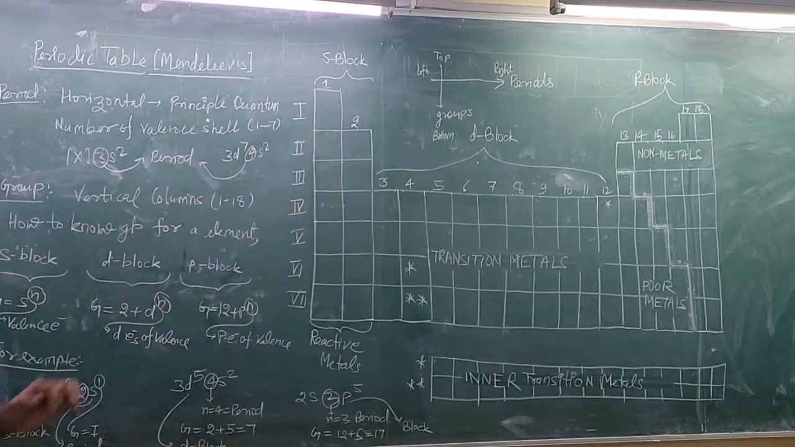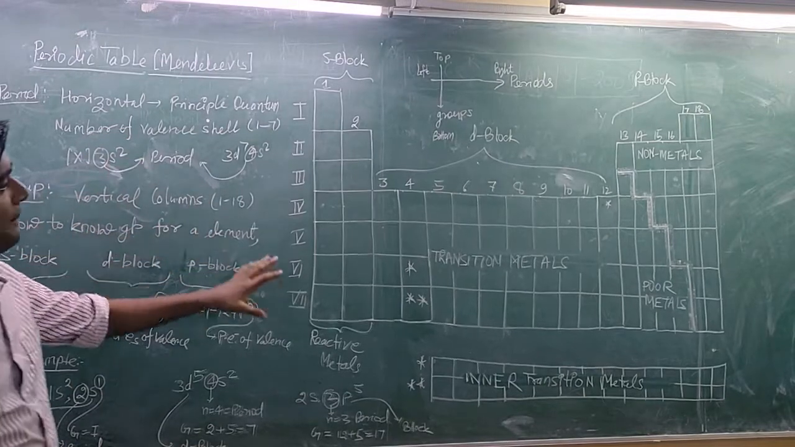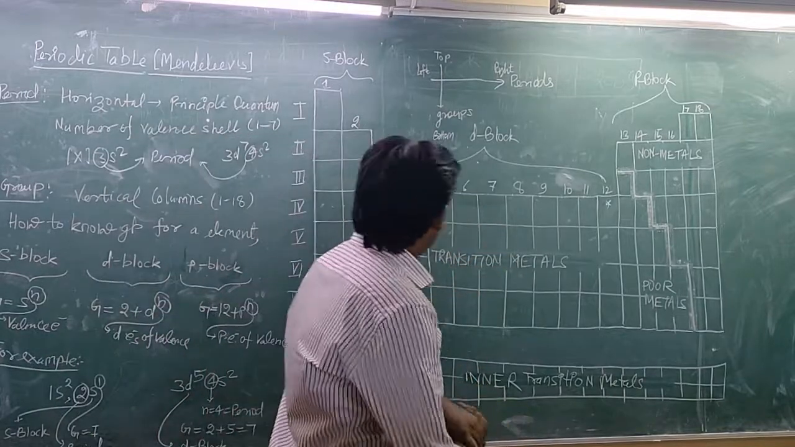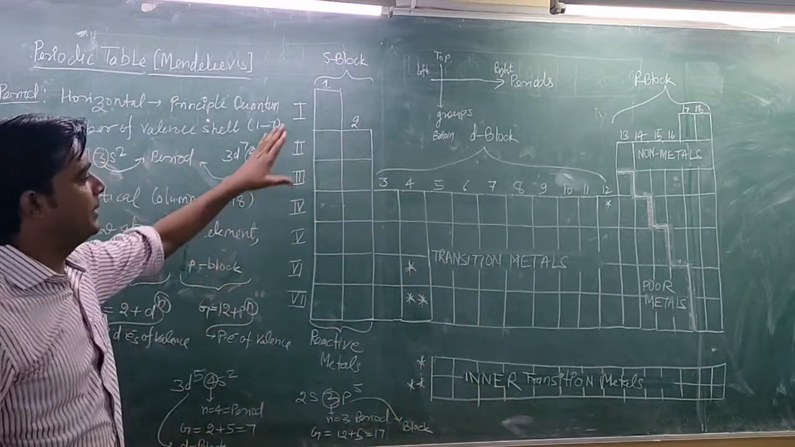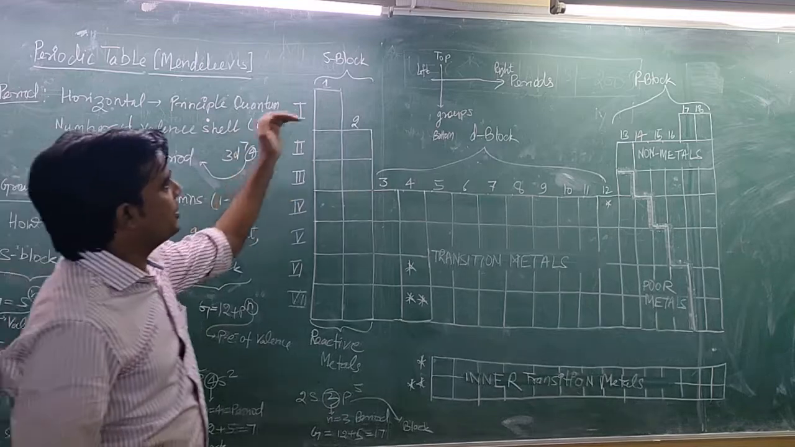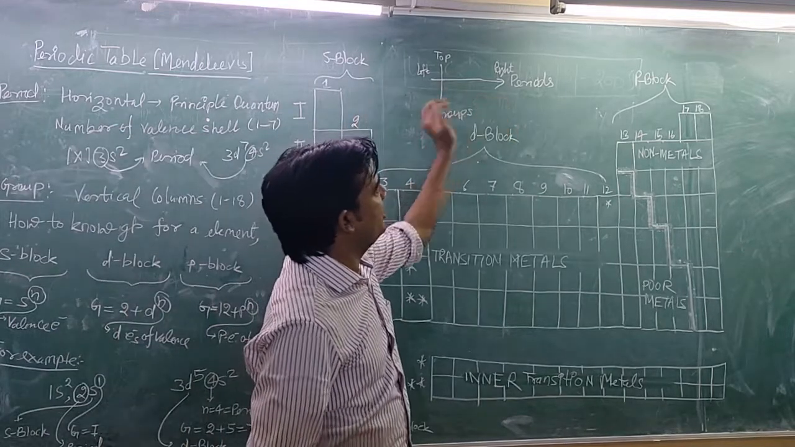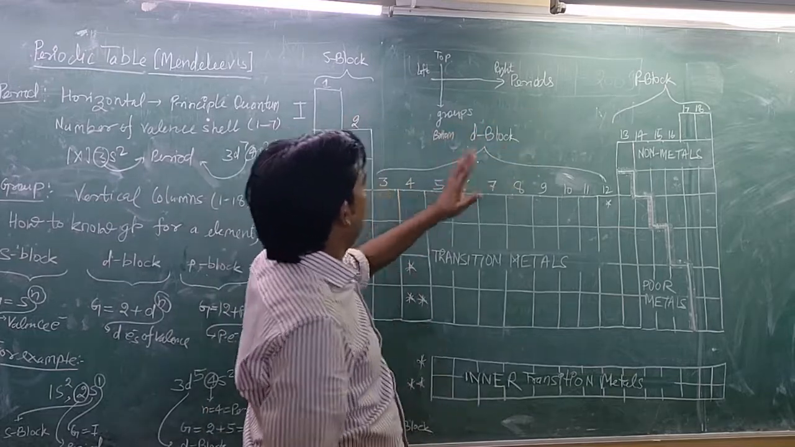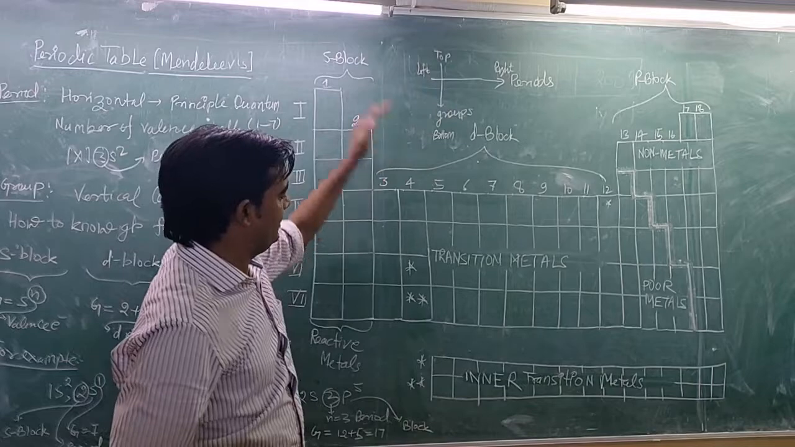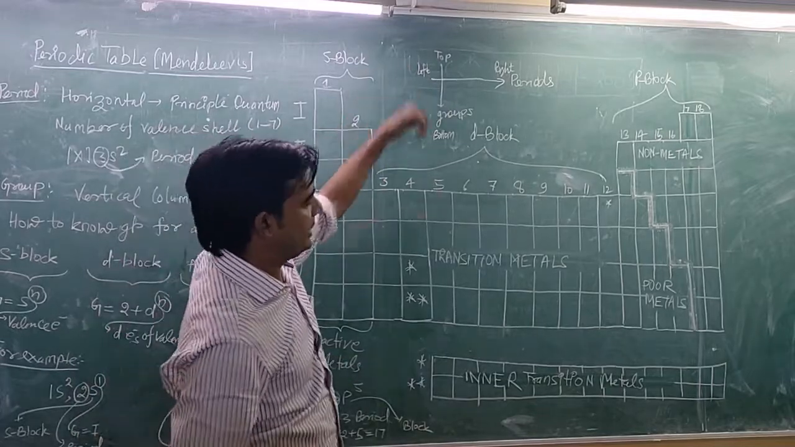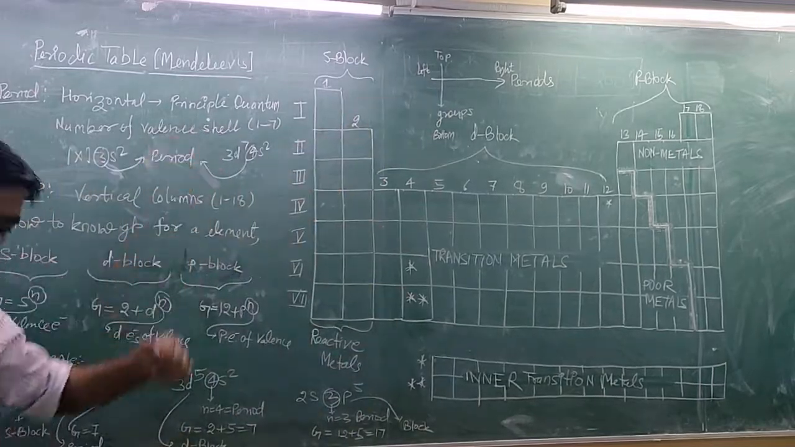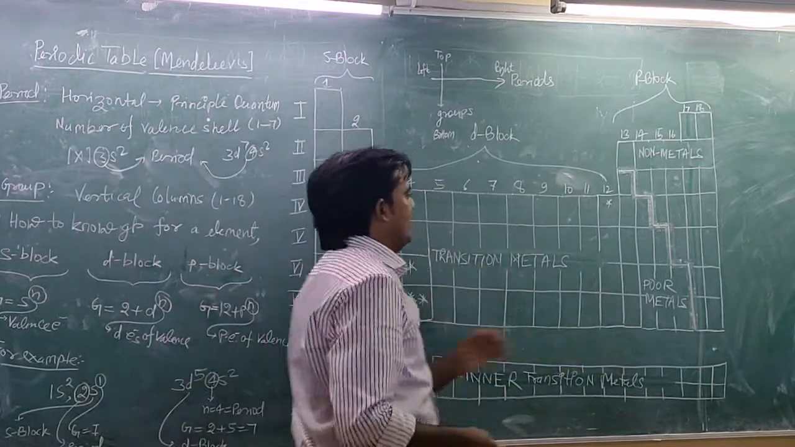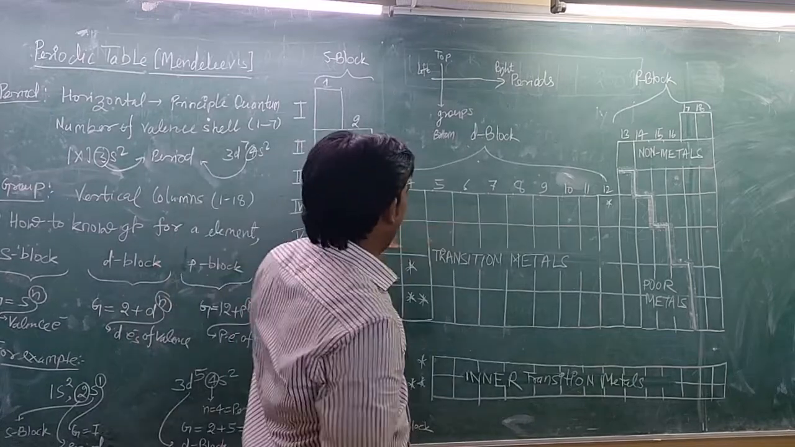So I draw the periodic table here, mainly the table. You can see this is the periodic table, and if you go from left to right horizontally, then these are the periods. If you come from top to bottom, that means vertically, then these columns are known as groups and these rows are known as periods.